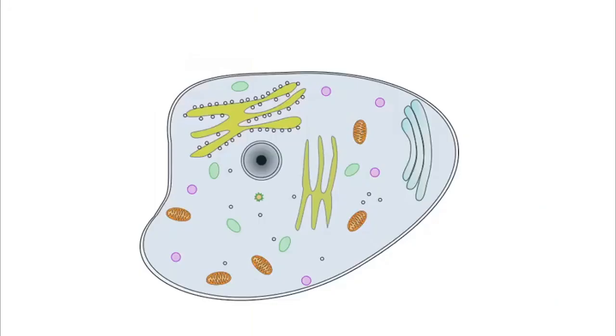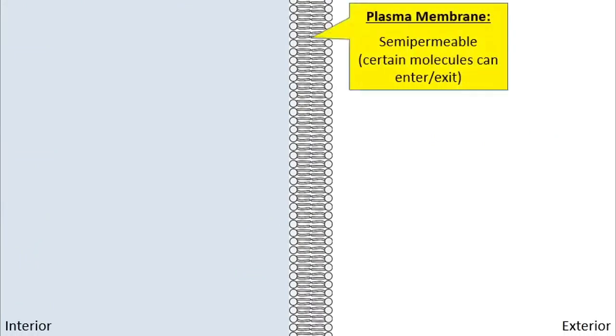Well, here's a cell. And if we zoom on into this area right here in the cell membrane, we see the phospholipid bilayer, the vertical cell membrane right there. And this is our cell membrane, or our plasma membrane. You might know that it is semi-permeable, meaning that certain molecules can pass freely, but others cannot.